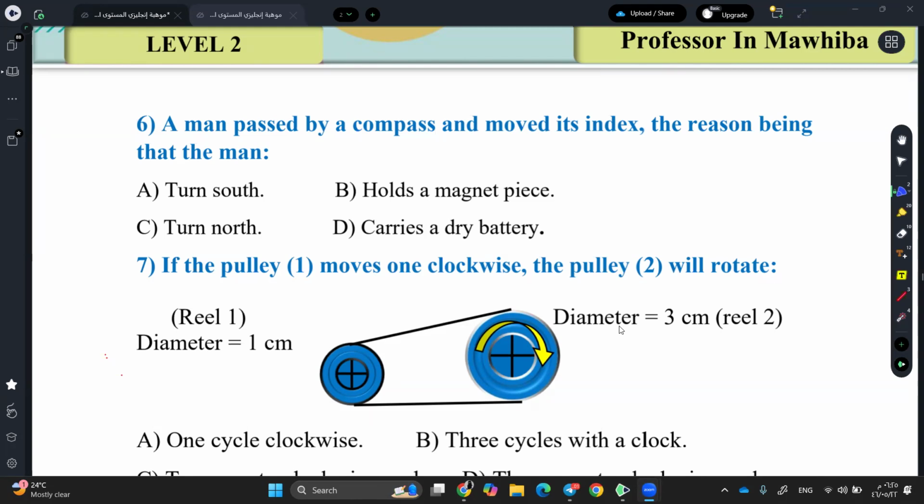Okay, a man passed by a compass and moved its index. The reason being that the man turned south, holds a magnet piece, turned north, carries a dry battery. Okay, what do you think? D.